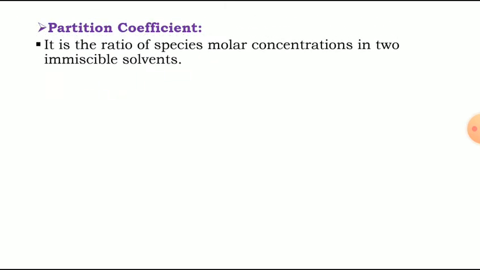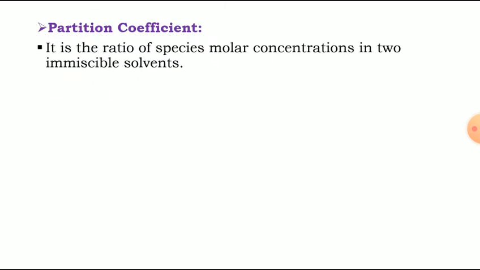Now we will see another term, the partition coefficient. The partition coefficient is the ratio of the species' molar concentration in two immiscible solvents. What is the definition? It is the ratio of the species, that means the species in the aqueous phase as well as in the organic phase, in molar concentration in two immiscible solvents. That is the partition coefficient.